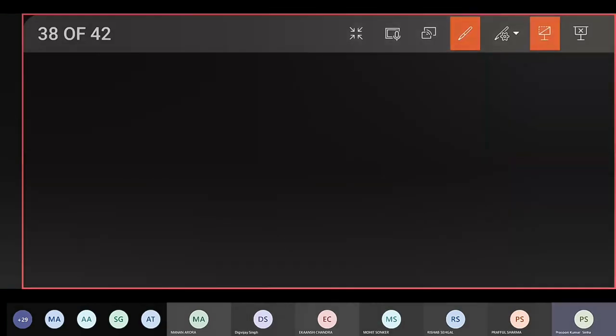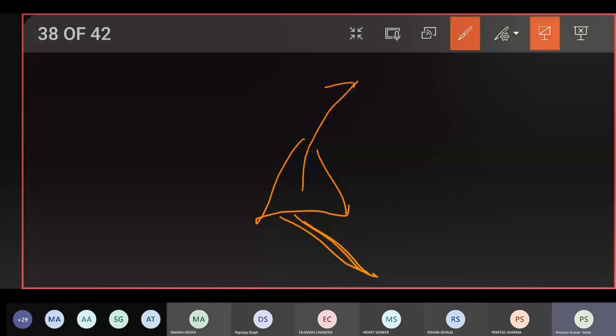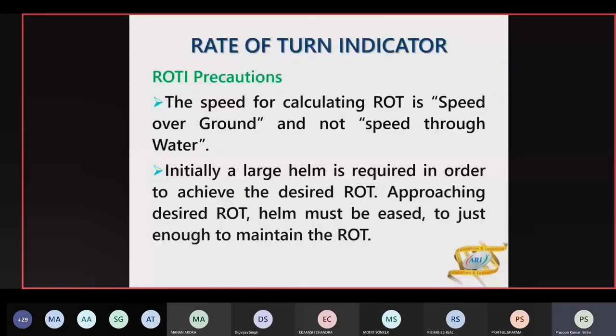Also, during the turn, when we are executing the turn, initially large helm will be required. जैसे ही घूमना शुरू होती है तो हम इसको रडर कम कर देंगे थोड़ा, so that we just maintain the ROT. So few precautions देखते हैं यहाँ पे. Couple of points we talked about. Just take a look. All that we discussed just now.